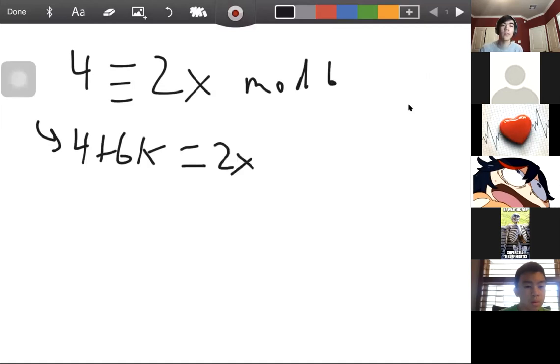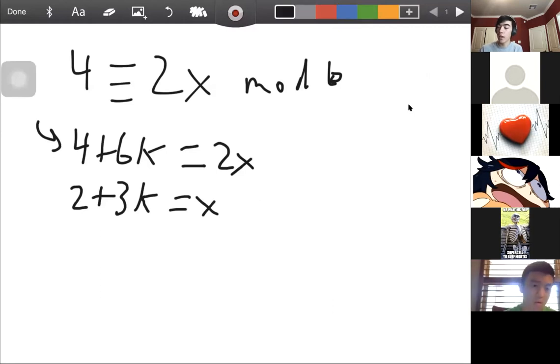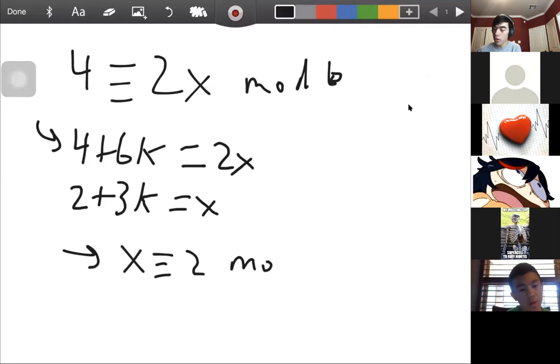If 4 is congruent to 2x, that means there's some value of k for which 4 plus 6 times k is exactly equal to 2x. Notice I'm using equal here, not congruent. This is not in mod. This is just normal numbers. What this tells us is that 2 plus 3k is equal to x. Equals, not equivalent. So 2 plus 3k equals x for some k tells us that x is congruent to 2 mod 3.